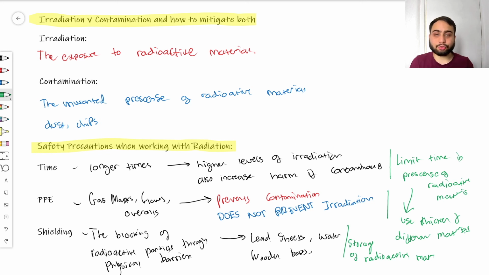In fact, in your school, when you do experiments with radioactive material, you'll see that the source is often kept in a wooden box that's lead lined. So that prevents any sort of radiation leakage from the actual source itself. So now you understand irradiation versus contamination and safety precautions to use when working with radiation.